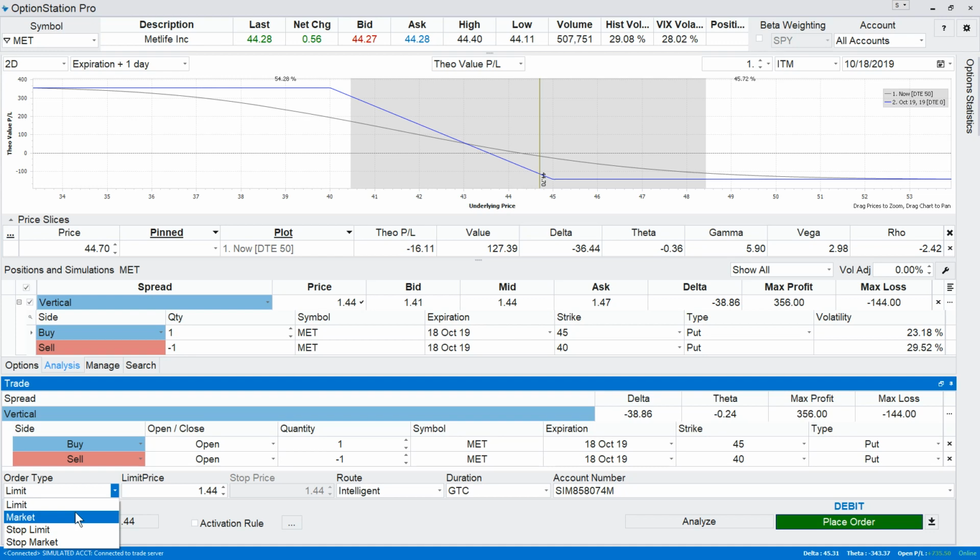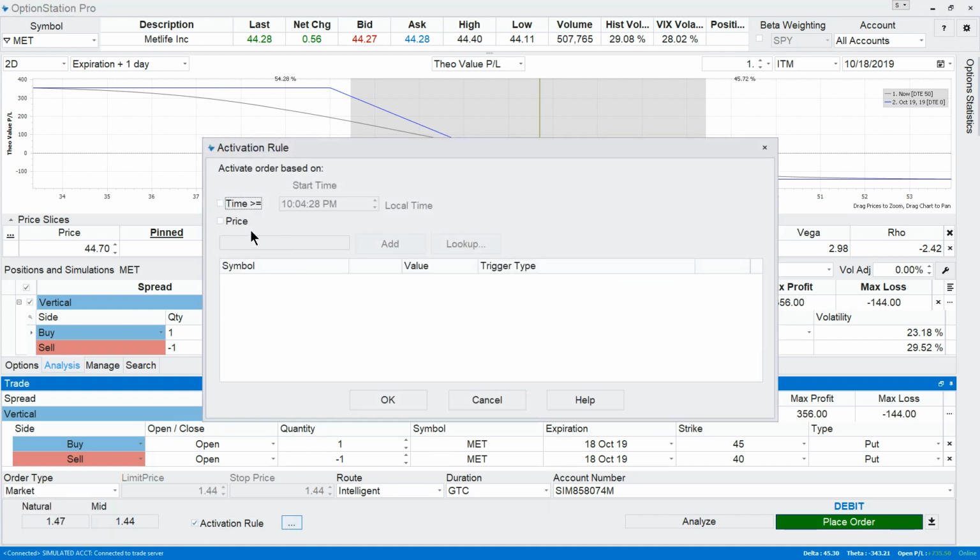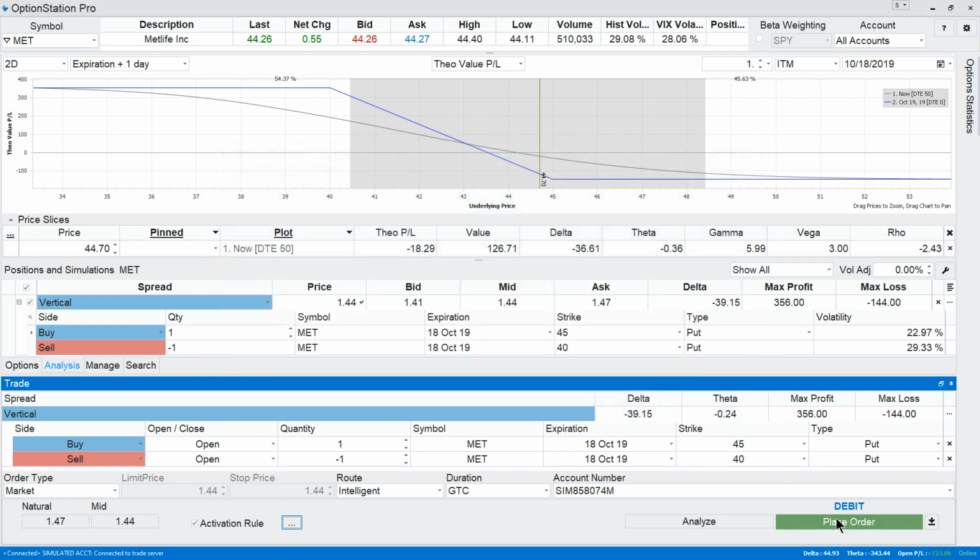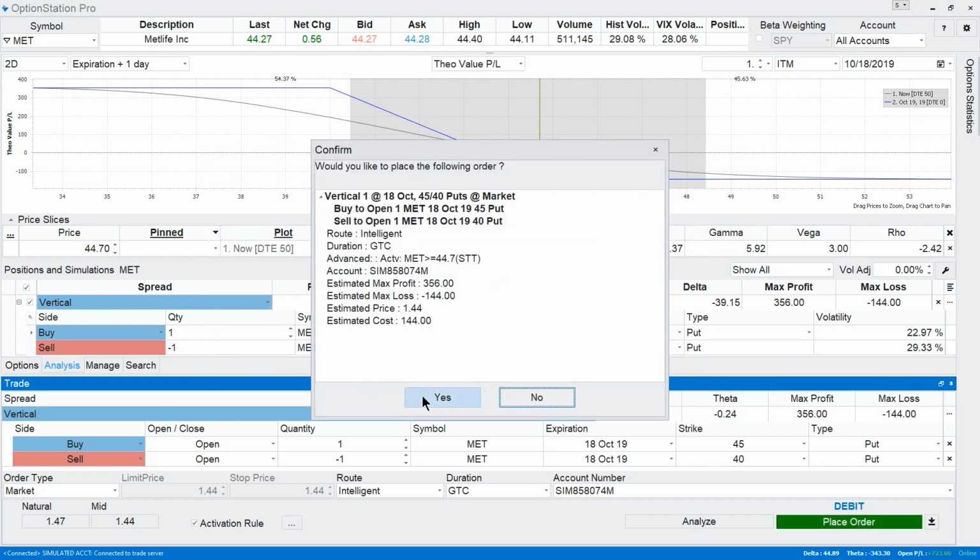And I'm gonna go market, activation rule, and we're gonna have a price rule because we want to enter this trade with MedLife options, but only if the stock reaches 44.7. If the stock doesn't reach 44.7, we don't want to enter the trade yet. Okay, so that's why we have what's known as an activation rule with the condition greater than or equal to 44.7. And I'm just gonna place the order and click yes.